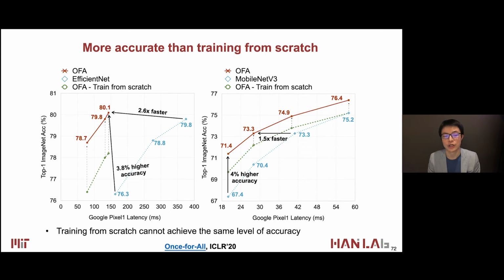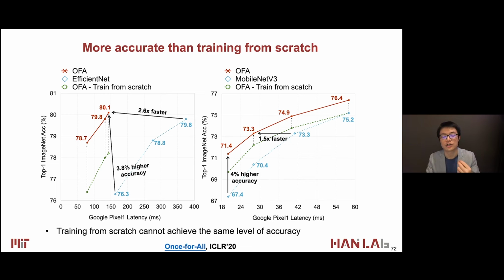The second reason is that during the progressive shrinking training procedure, we have distillation from the full once-for-all network to the subnetwork. Different from conventional distillation, here the subnetwork shares the weights with the large network. So it's kind of self-distillation. That's the second reason such a network performs better than training from scratch. We also compared having only distillation without progressive shrinking, and the result is worse than having both progressive shrinking with weight sharing and distillation.